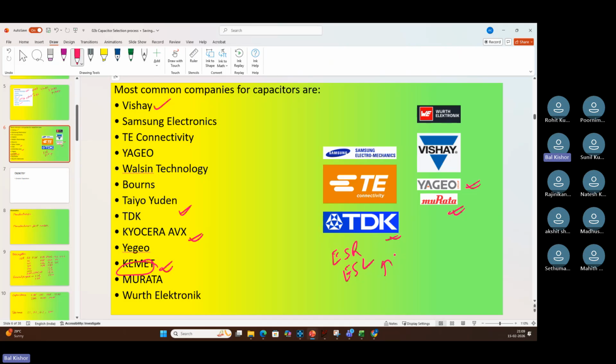I'm not sure about that, but the challenge I have come across is I'm not able to replace TDK capacitors with, let's say, Murata capacitors.